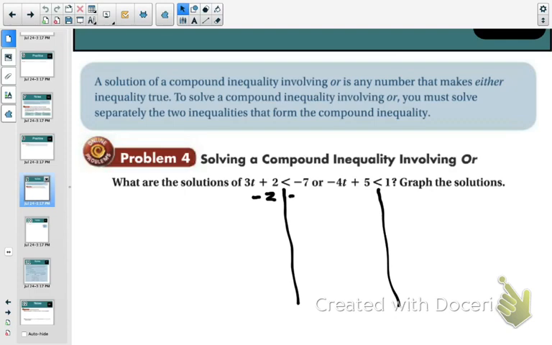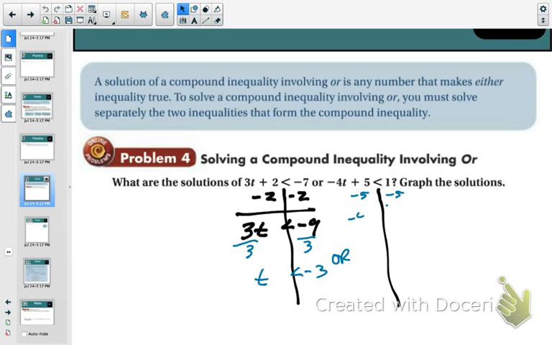So I'm going to subtract 2. That gives me 3t is less than negative 9. I'm going to divide by 3. That gives me t is less than negative 3. Or, if we solve this one, subtract 5, I'm left with negative 4t is less than negative 4. Divide by negative 4. And remember, when you divide by a negative, you have to switch the sign. So t is greater than positive 1. So t is less than negative 3, or t is greater than 1.